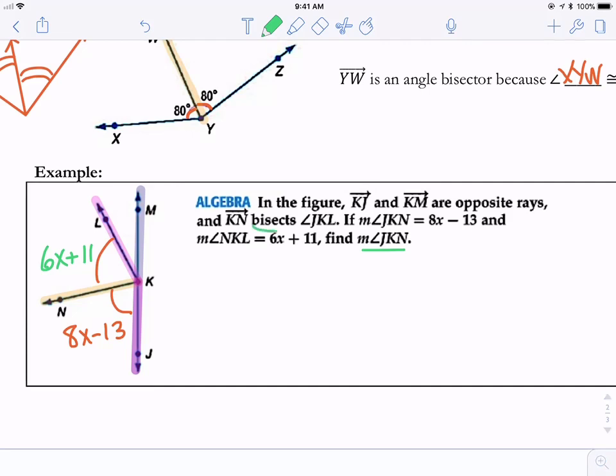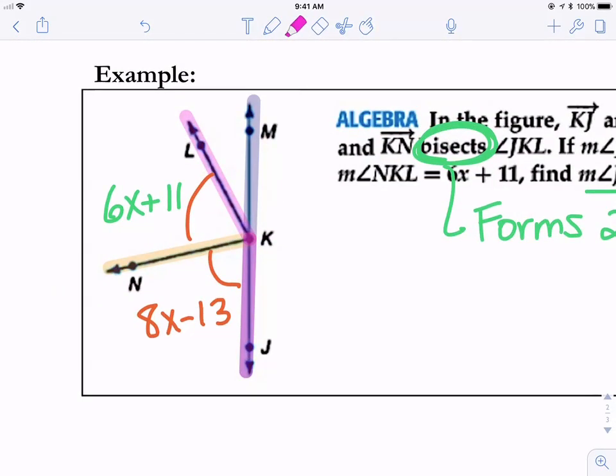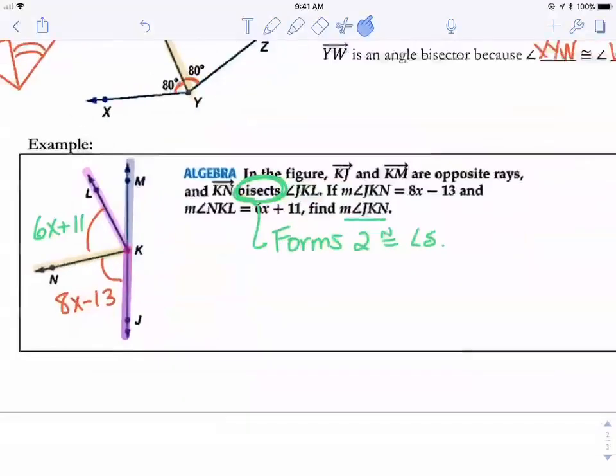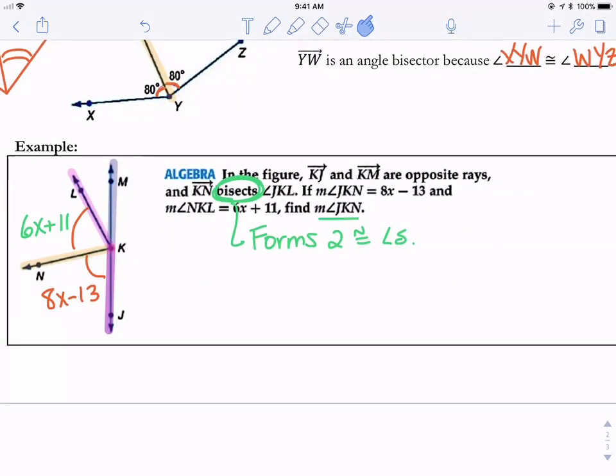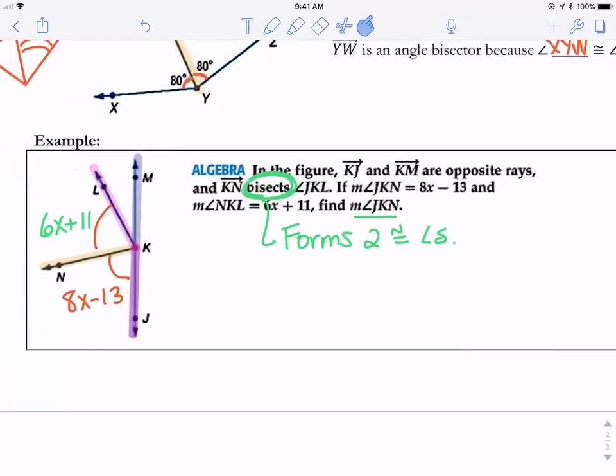Well, because we know it's a bisector, it forms two congruent angles. Now, we don't know the measure of this big angle, so we can't really do an angle addition postulate idea, because we don't know what this angle plus that angle would actually equal, other than the expressions added together. So we don't have a number or another expression to make it equal to, so it's not going to work to try to add them together. So we're just going to make them equal to each other.